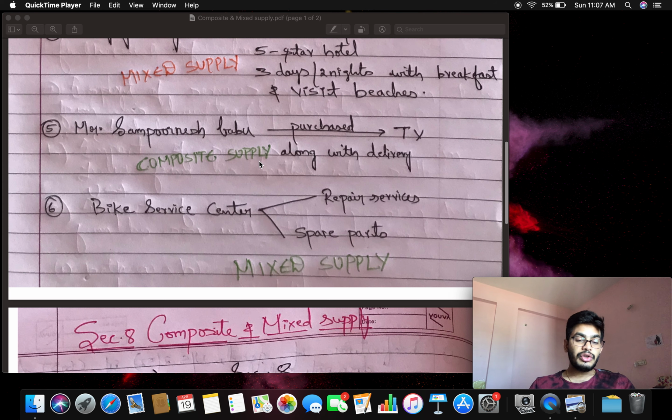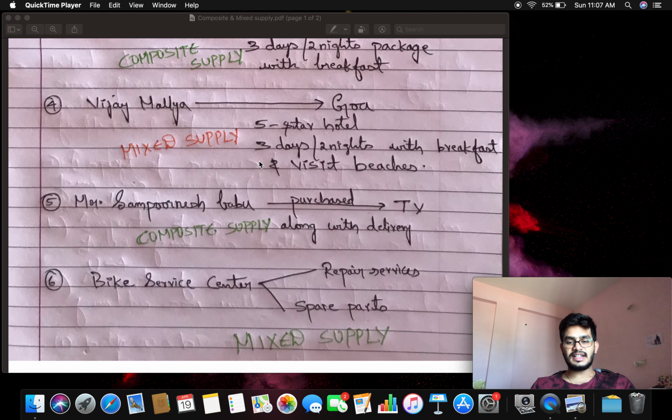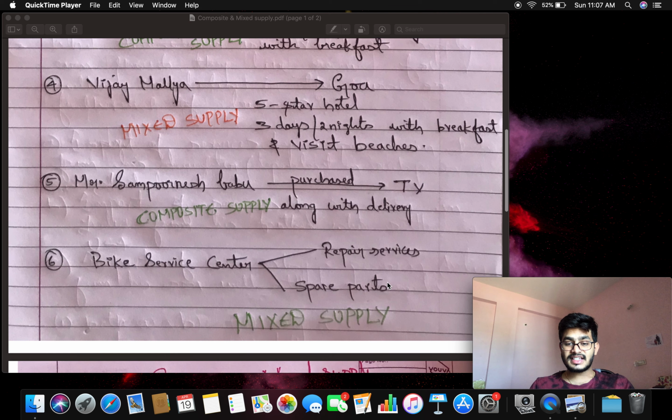For example, you went to a bike servicing center. That bike servicing center is providing repair services, and they are also selling spare parts of bikes. Whether it is a composite supply or mixed supply, obviously it is a mixed supply. Why? Are these two naturally bundled? No. These are artificially bundled. In this case, they will charge the highest rate. For repair services, for example, there is a GST rate of 18%, and for the spare parts, the GST rate is 28%. What is taxable? 28% is taxable on the entire amount.